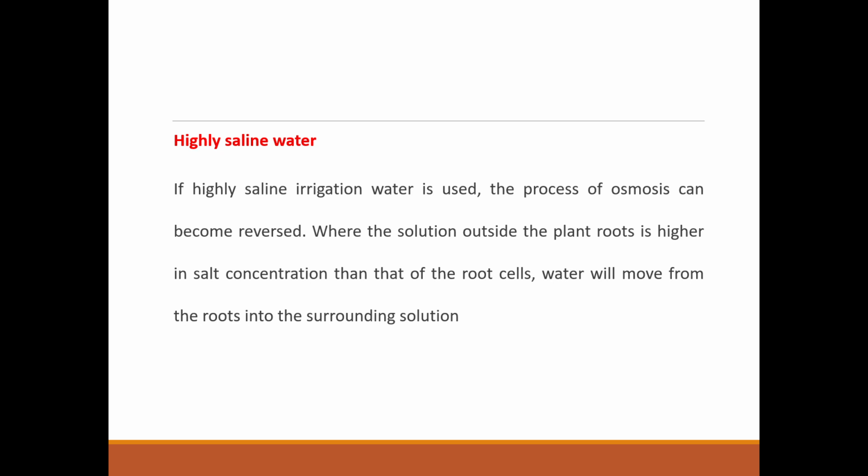Highly saline water: if highly saline irrigation water is used, the process of osmosis can become reversed. Where the salt concentration in the solution outside the plant roots is higher than in the roots, what will happen? The water will move from the roots outward, or otherwise water movement from the outside to the roots is very difficult. So that we will have to consider.